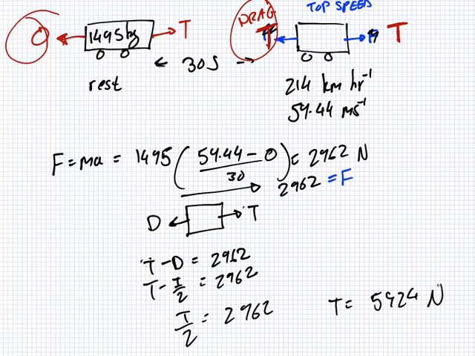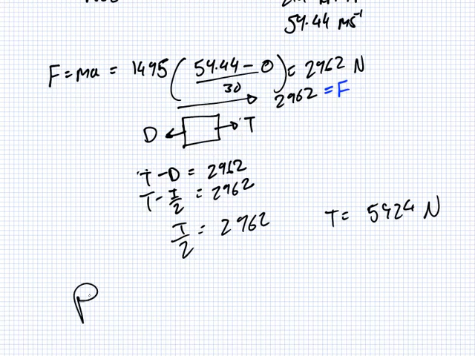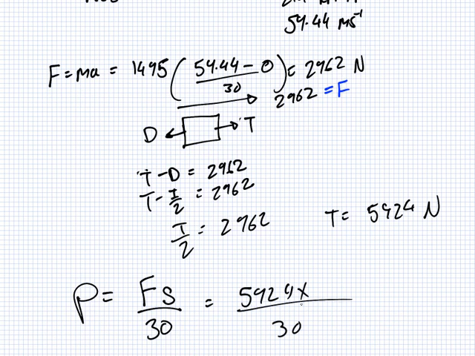newtons. Now, why is that useful? Well, now we can get the power, because we can get the work. But I don't really want to use kinetic energy because of the problem I said earlier. So what's the other formula I could use for work? Force multiply the distance, yeah, over the time, which is 30. So that would be 5924 over 30 times the distance.